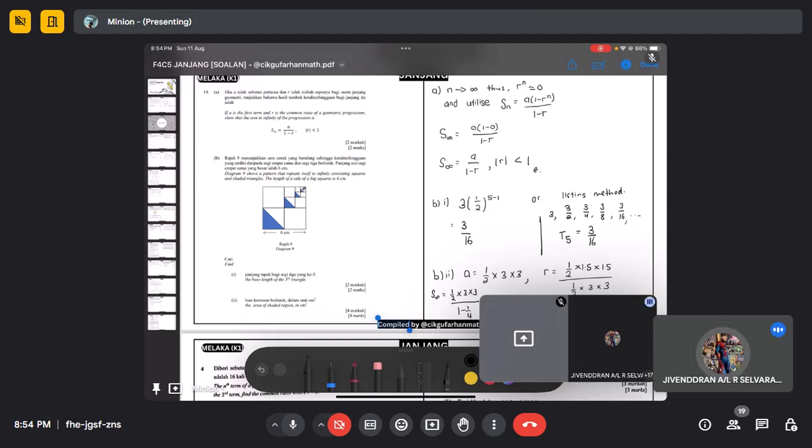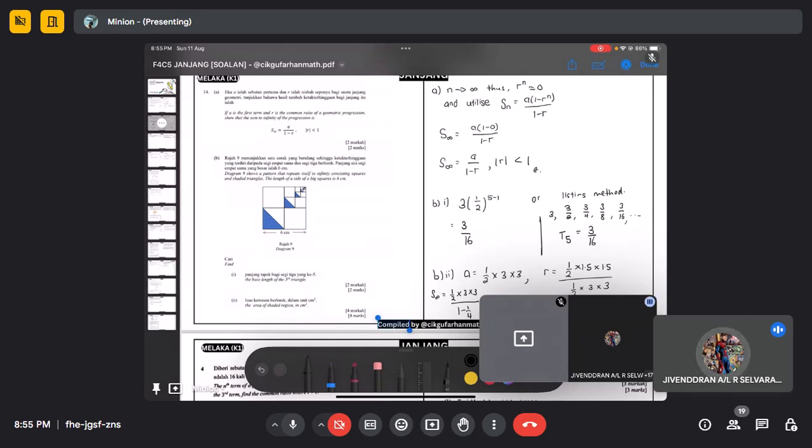Okay, so if you use the formula Tn equals A r to the power of n minus 1, we can just substitute the values from the question, and you will get 3 over 16. If you do the listing method, then you have to list 5 times, and you will get 3 over 16 also.